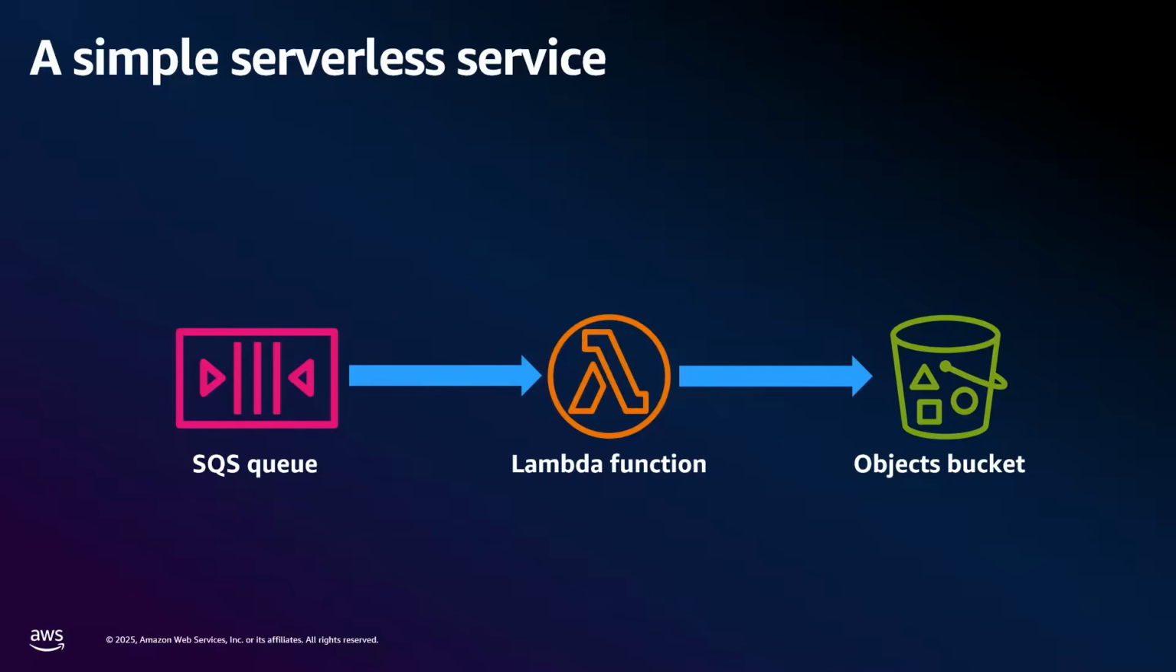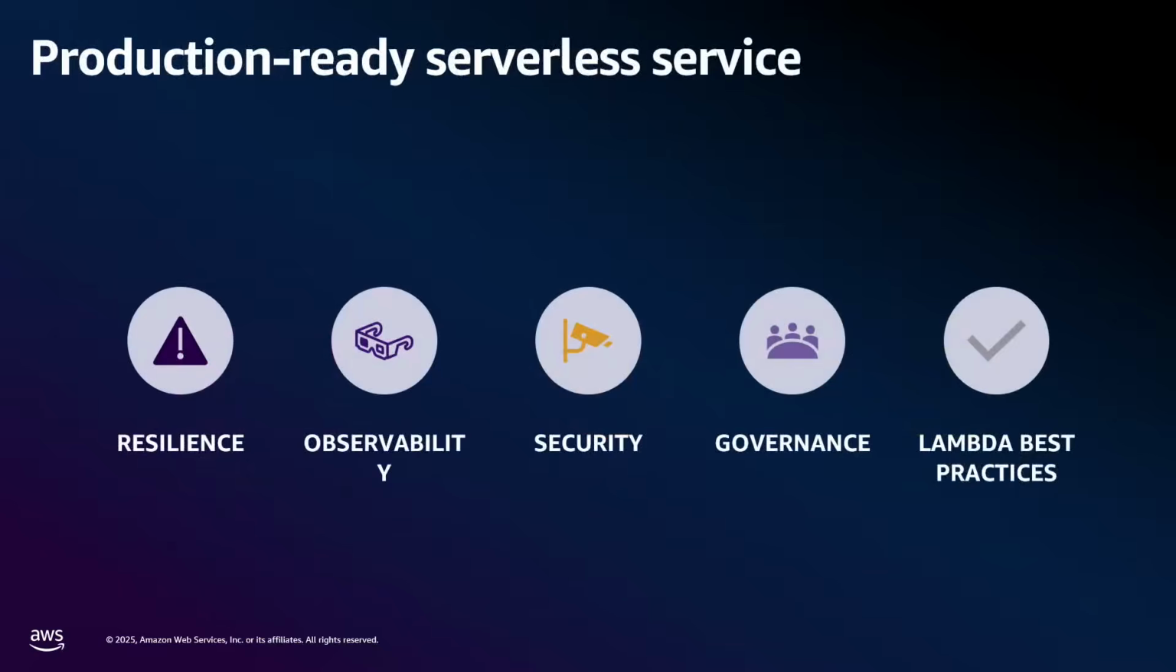We have an SQS queue. It's triggering some Lambda function that then writes to an S3 bucket. This looks simple, right? But is this a production-ready service? Not quite. So we want to explore what it takes to elevate this very simple service into something that can reliably handle real-world demands and challenges.